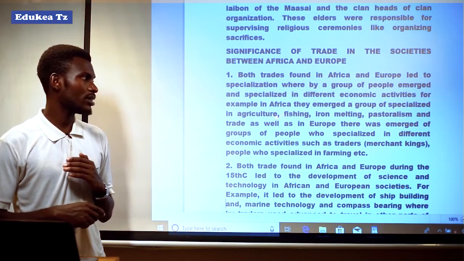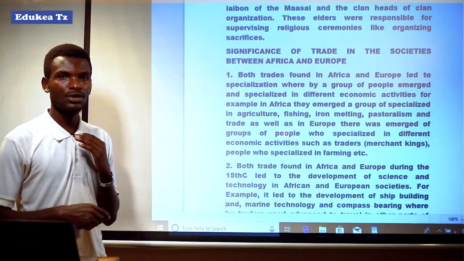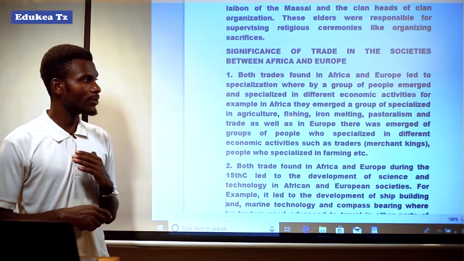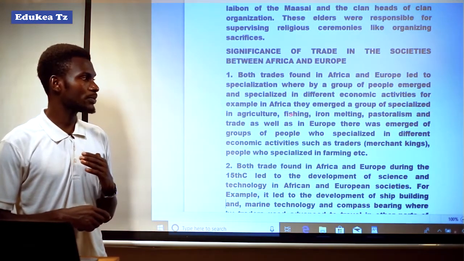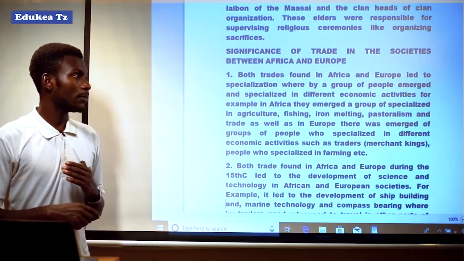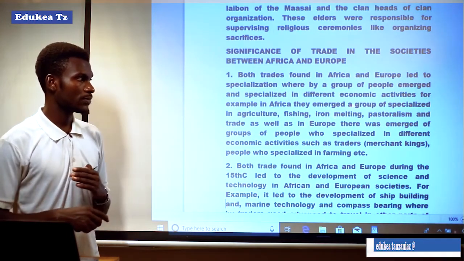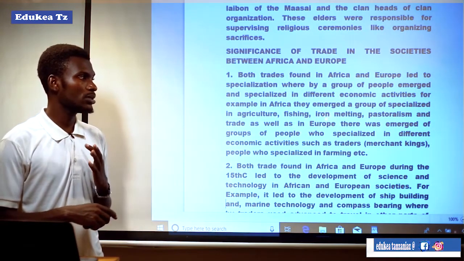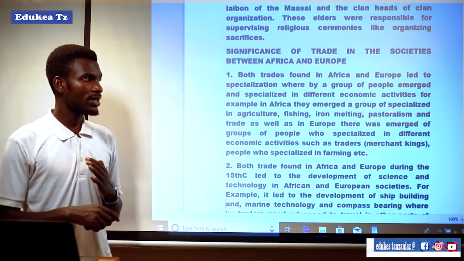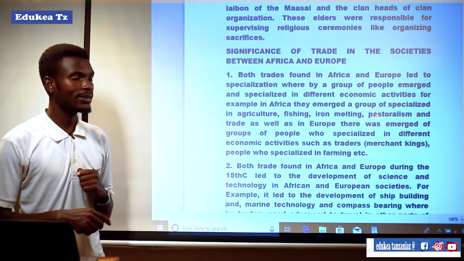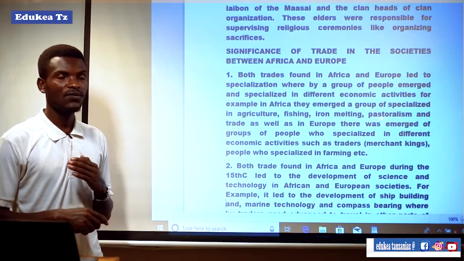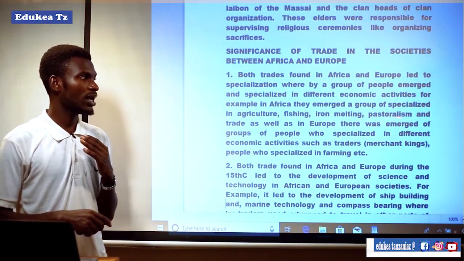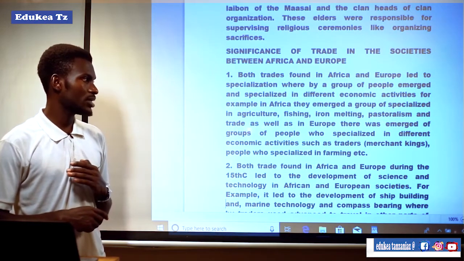For example, in Africa, there are interregional societies like the Karagwe Kingdom. The society of Karagwe was participating in fishing activities. But there was also iron melting, whereby iron tools were produced. Even pastoralism, like we can take the example of Maasai society. Those were societies of pastoralism in East Africa, or in Africa, as well as trade.